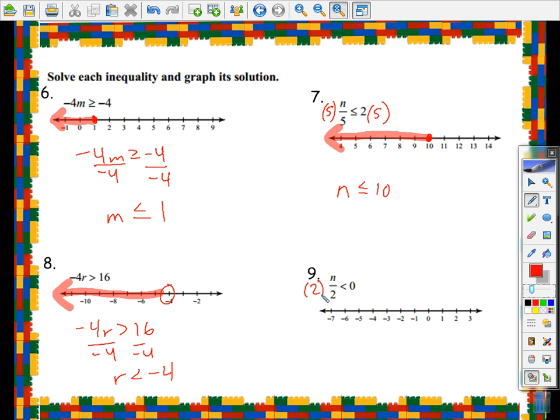Number 9, multiply by 2. My answer is n is less than 0. That's possible. So I have an open circle at 0 and I'm shading left.